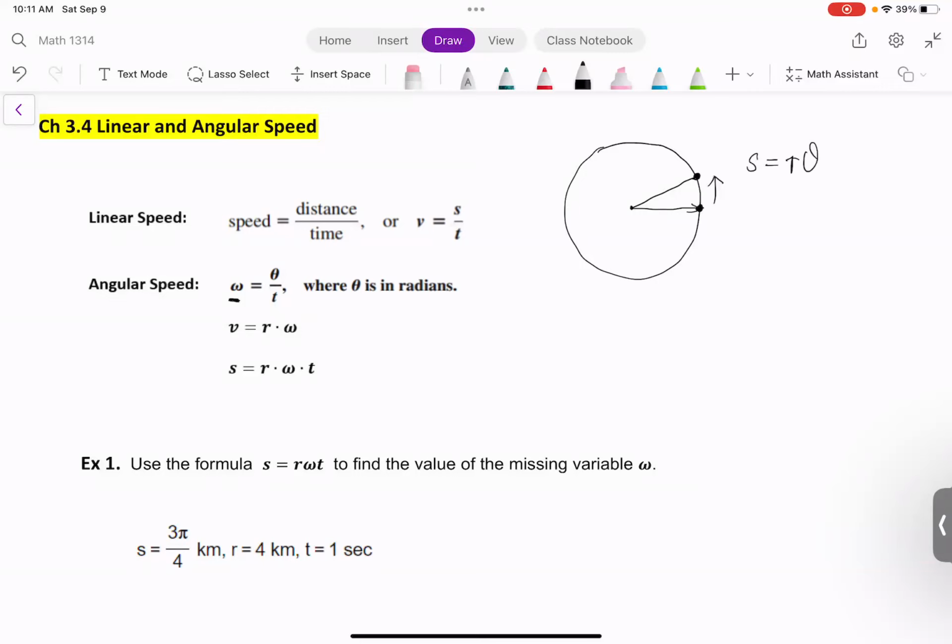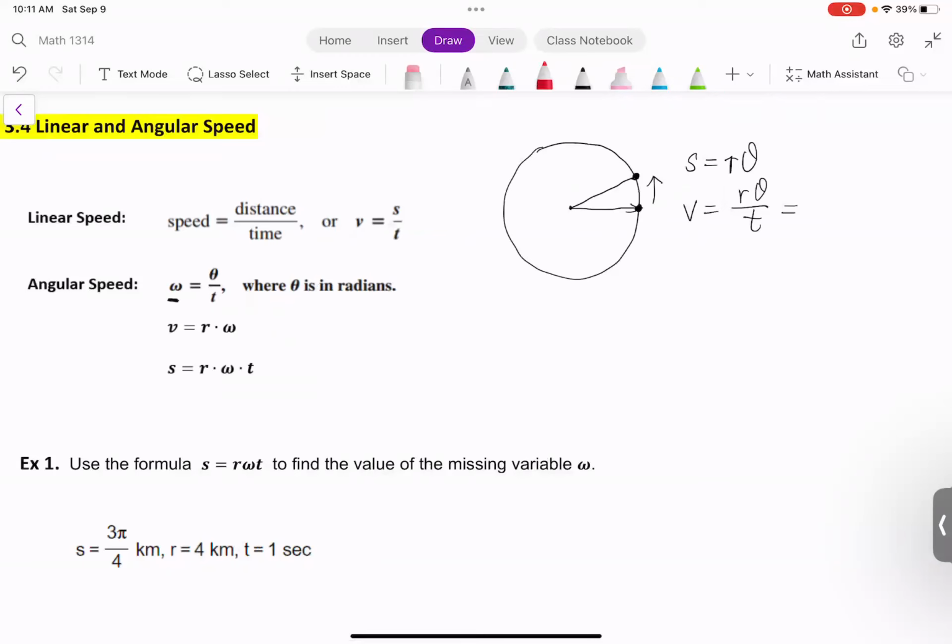This is a straight line. And v, the linear speed, is the arc length r theta over t, s over t. And what is theta over t? That's what we have learned today: the angular speed, angle over t. So v equals r times omega. So we got the relationship between v and omega.